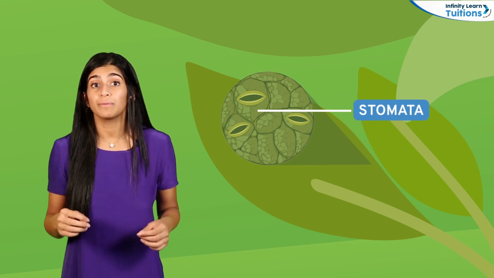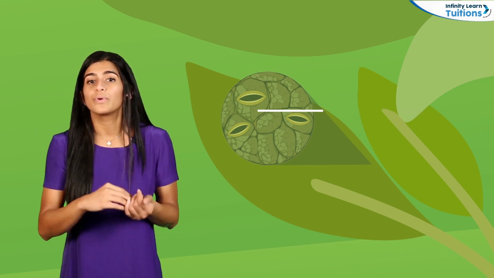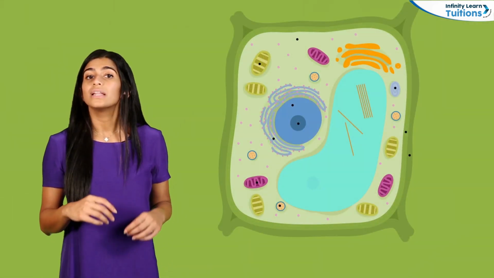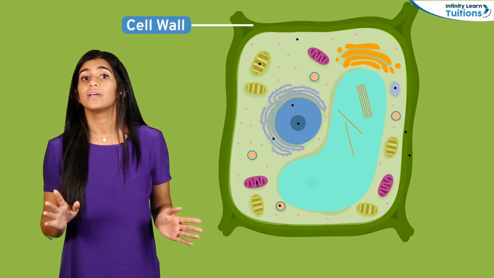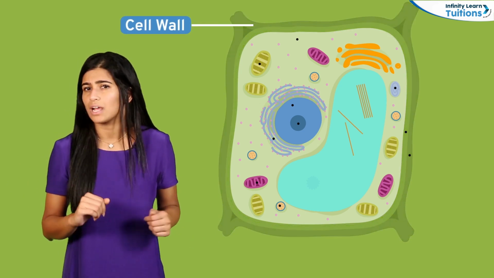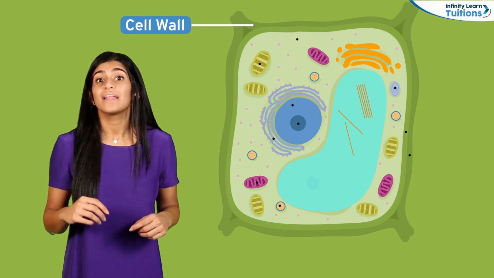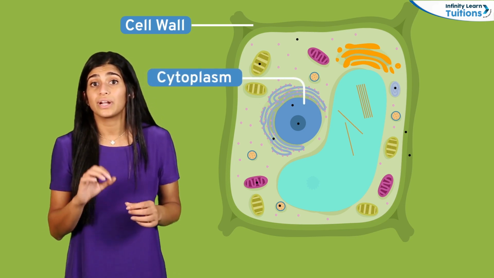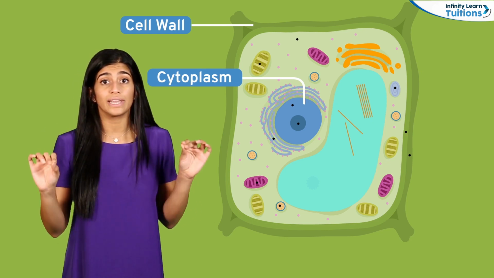Now that all the three components have reached the leaf, we zoom into an individual cell in the leaf. This cell has a thick wall around it, which is a characteristic of plant cells. Animal cells don't have a cell wall. Within this, there is a jelly-like substance called cytoplasm, in which there are several structures such as the nucleus floating in it.